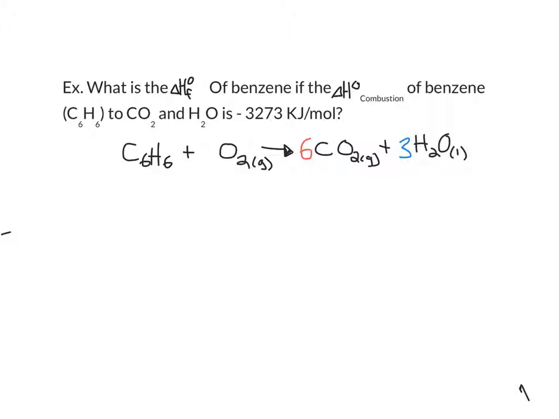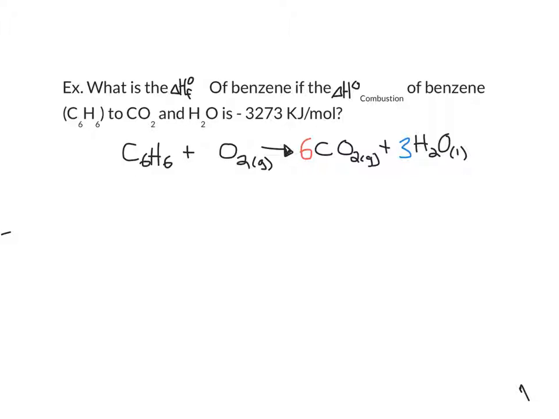Now you look at oxygen. Looking at oxygen, you have 6 times 2 is 12, and 3 times 1 is 3. So 12 plus 3, you have 15. The problem is that it's impossible to make 15 oxygens over here because you have it as O2. 15 cannot be divided by 2.